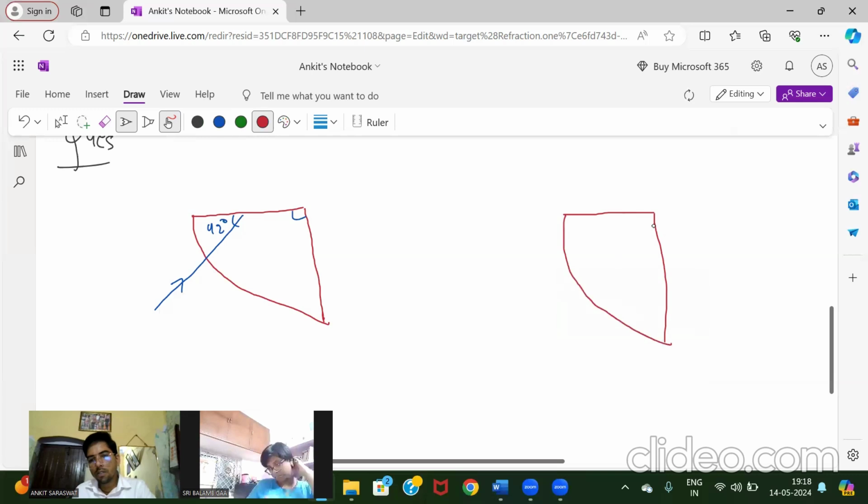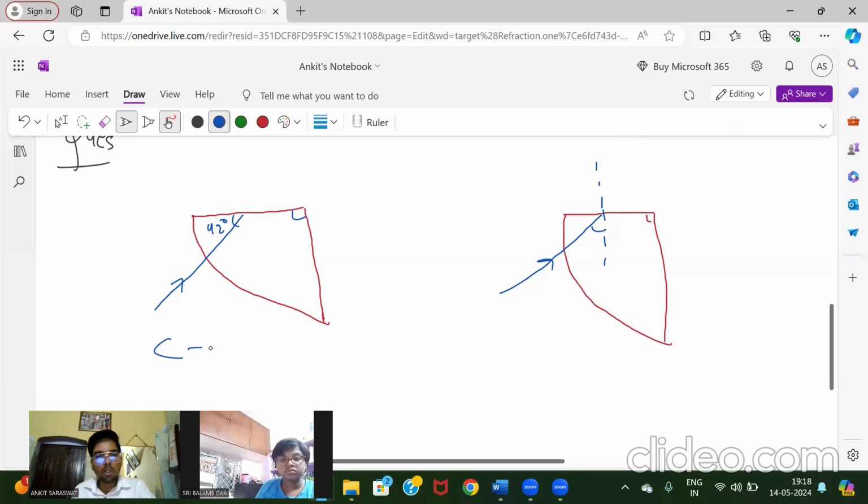This is a quadrant, 90 degree. 42 degree is not an angle of incidence. Clear? Angle of incidence means the angle made by the incident ray with the normal. This is the incident ray, and this is the angle of incidence.